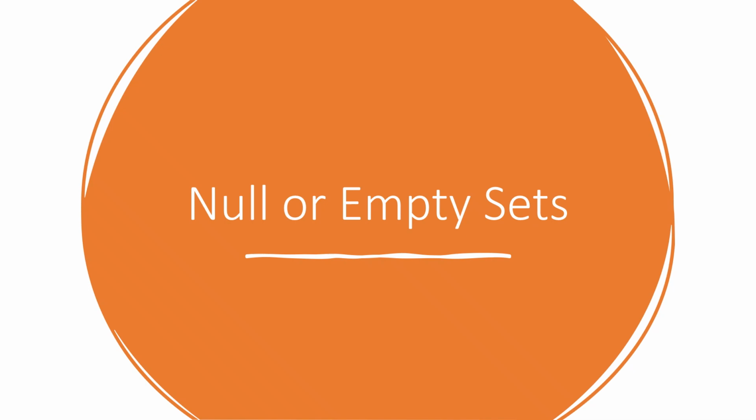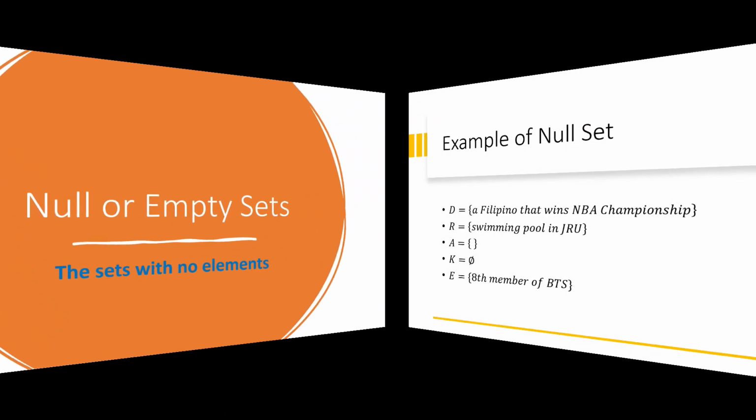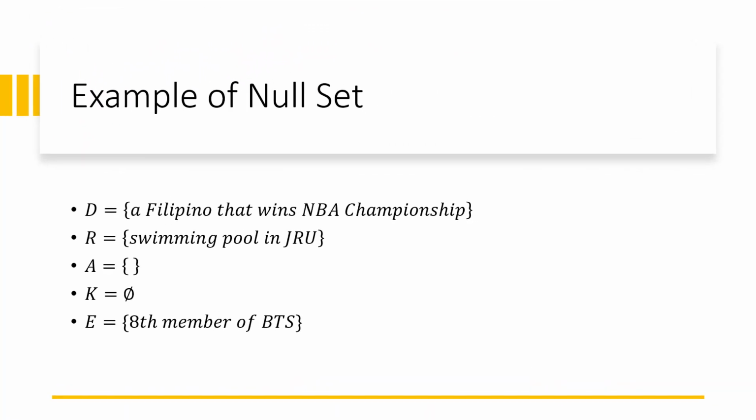Let's go to another concept which is known as the null or empty set. When we say null or empty set, it is the set with no elements. Let's have some examples. First one, D is the set of Filipinos that won an NBA championship. So there is no Filipino that has won an NBA championship as of now. Another, R is equal to a swimming pool in Jose Rizal University, or JRU. We don't have a swimming pool yet in JRU. Another is A is equal to the symbol of the null set, which is an open and closed braces. And another is K is equal to, this is a symbol of no elements.